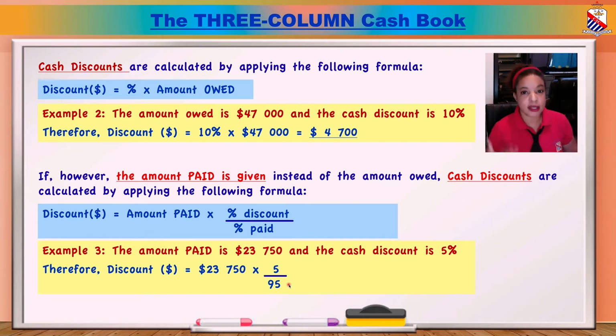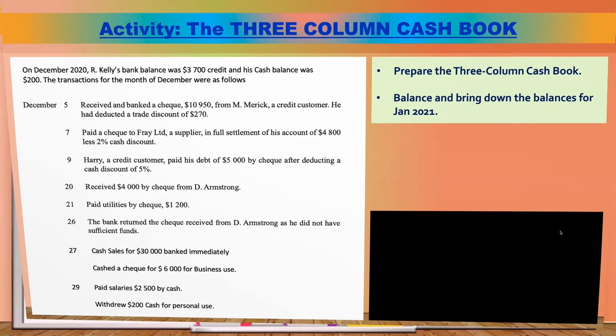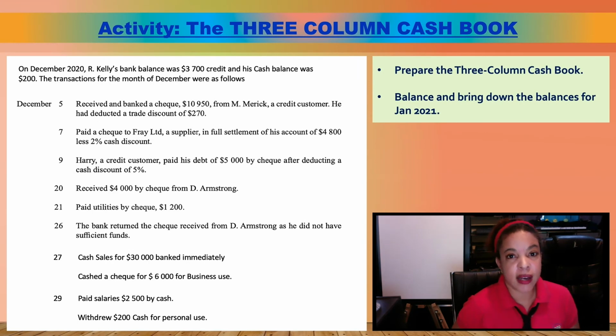Nice, easy, good. So what we are going to do now, of course, we're seeing our calculation there, the monetary amount, 1,250 is your discount after applying the formula. So this is your discount amount. What we are going to do now is move on to doing an activity, and we are going to apply everything that we have learned so far.